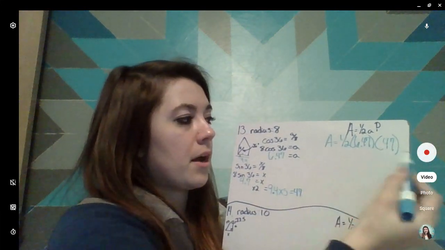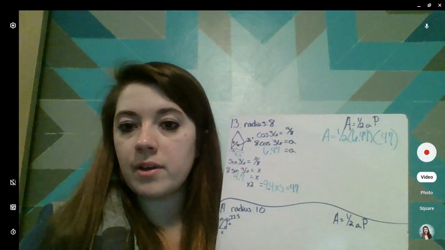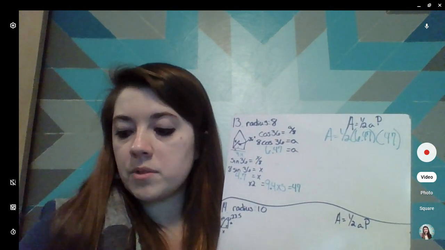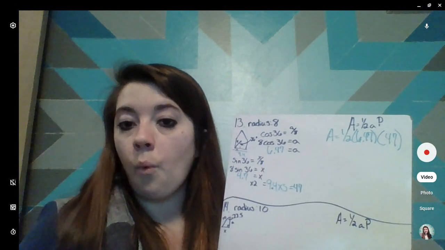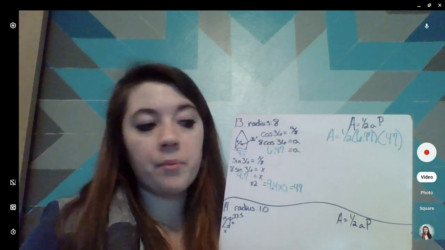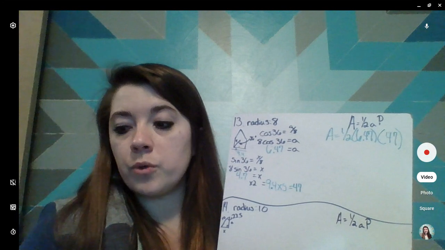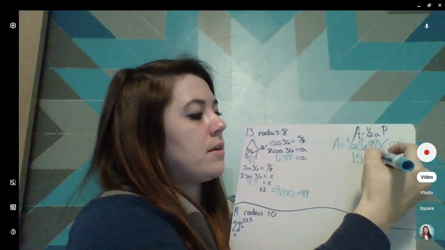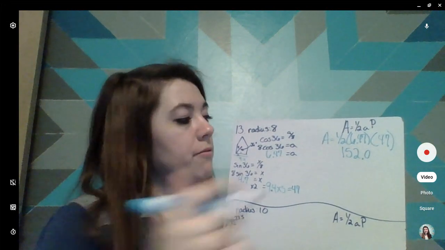So now we're going to plug all this in. So we're going to take 47 times 6.47 times 0.5, or 1/2. And so we're going to end up with 152.045.